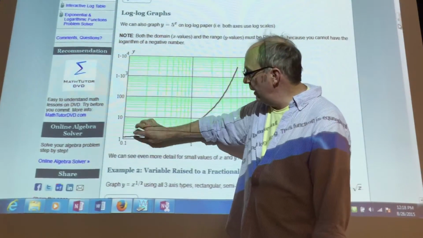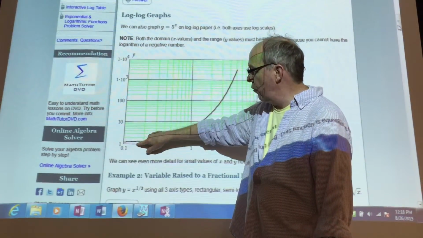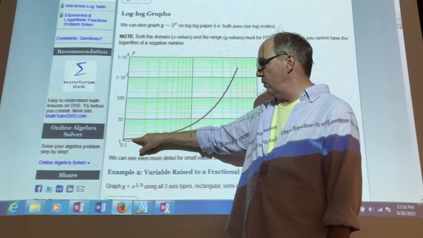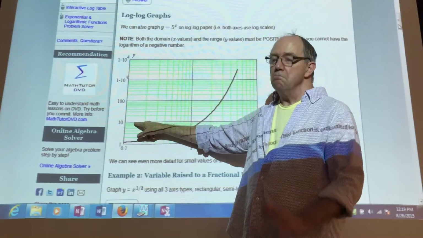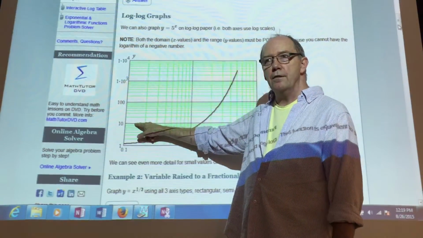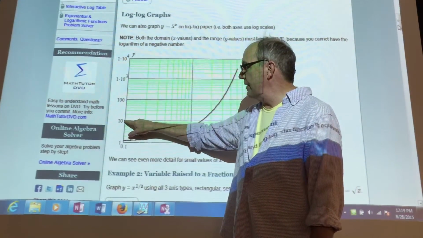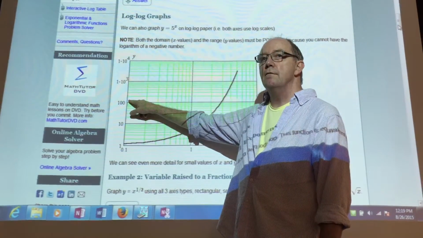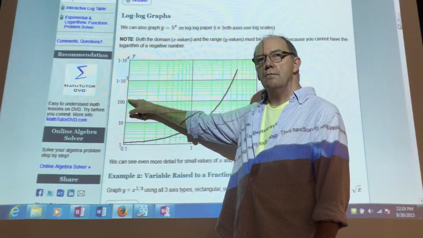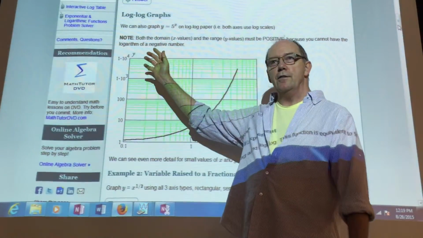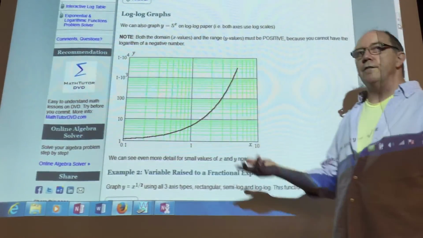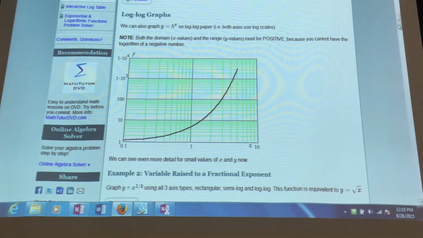And the major lines, like the major unit lines, like from 1 to, on the previous graph it was 1 to 2. This graph it's 1 to 10. Okay, fair enough. That's 10 units. But the next one is 10 to 100. That's 90 units. And from 100 to 1,000, 900 units. So it doesn't go evenly, is the big story.